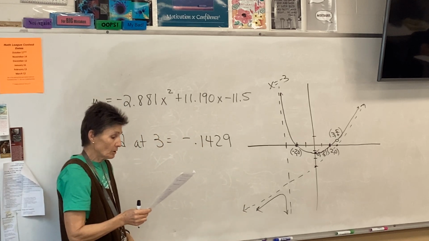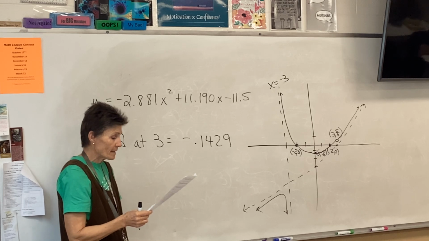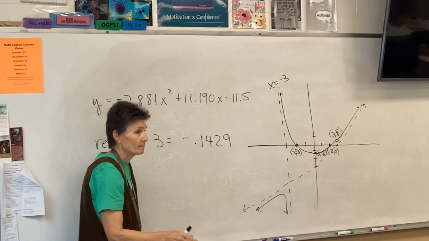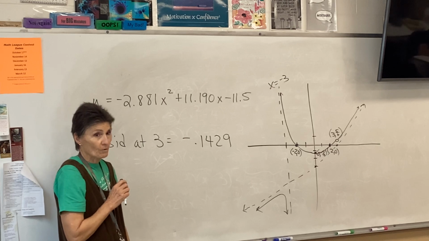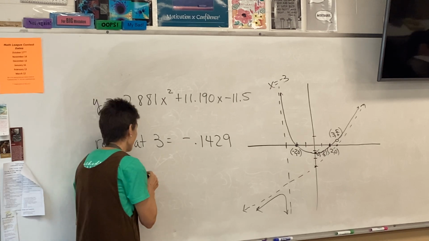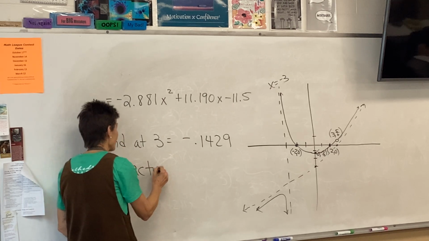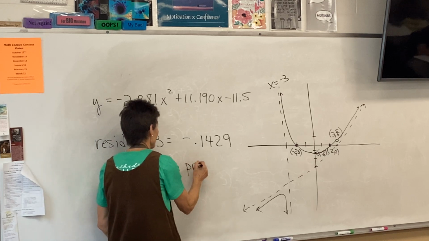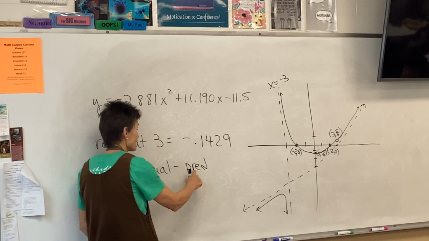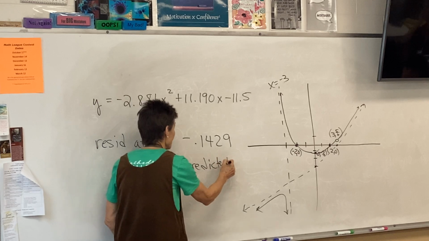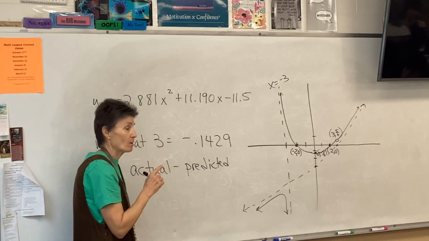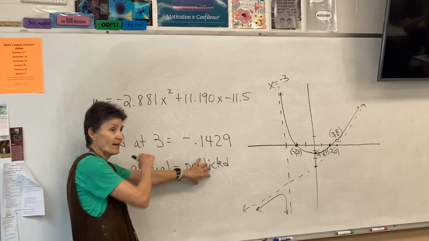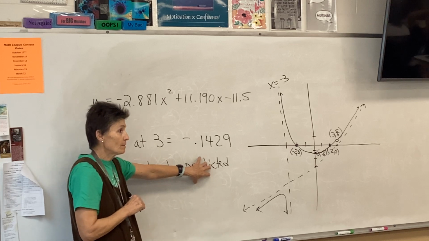Does the model over or underestimate at this point? Overestimates, because remember, the residual is actual minus predicted, so actual minus the model. And if that's a negative number, then isn't this bigger than that? So it overestimates.